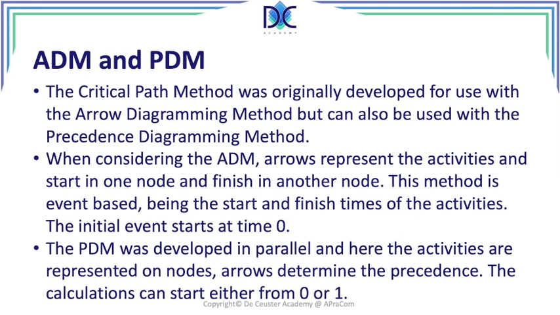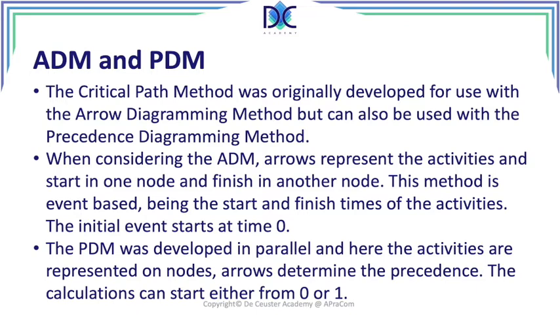Now here we don't use the same method to represent the activities. We don't use the arrows, but we use a node, and the node contains all the information about the activity. We will see later how this node typically looks like. Now, the arrows show the relationships between the activities, between the nodes. And here we have 2 possibilities to start the calculations.